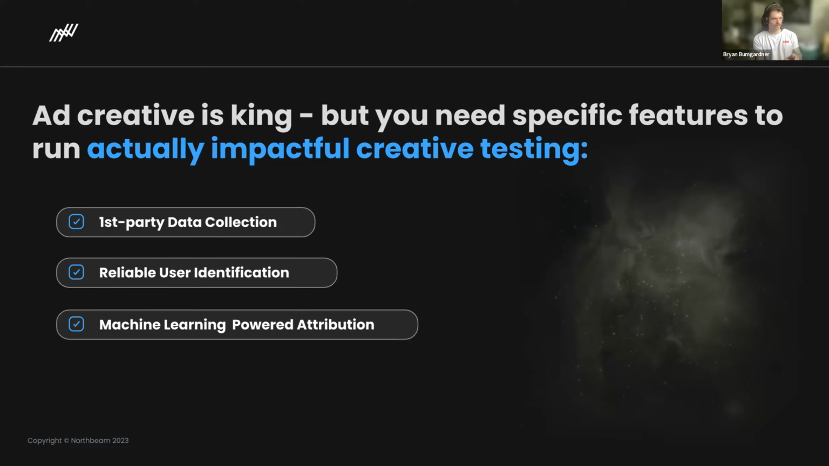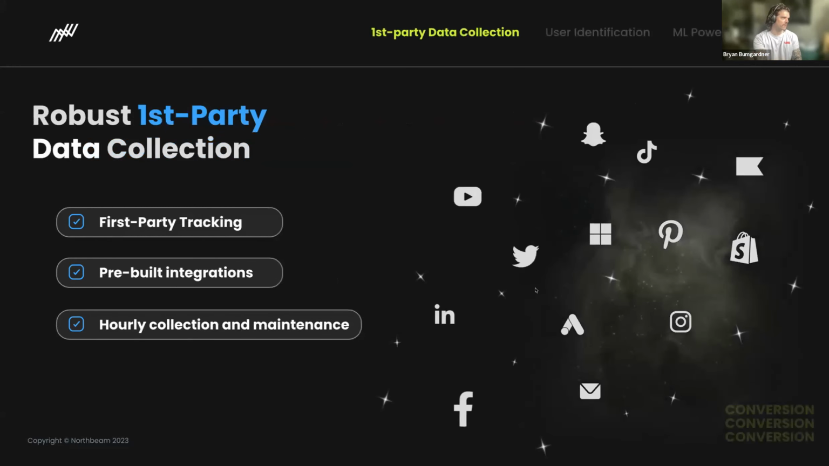You got to have first-party data. You need to have reliable user identification, and you need to have machine learning powered attribution on how those ads are actually performing, right? And that's what Northbeam provides for you. So here at Northbeam, just showing you how this thing works. We have a bunch of first-party tracking. We build the pixel on our site, it sits across all of your digital properties, all your digital assets, and helps you track users all the way to the path of conversion.